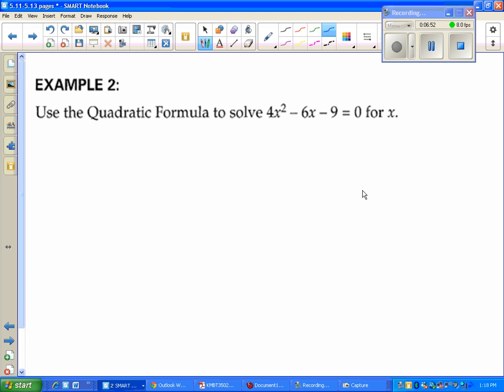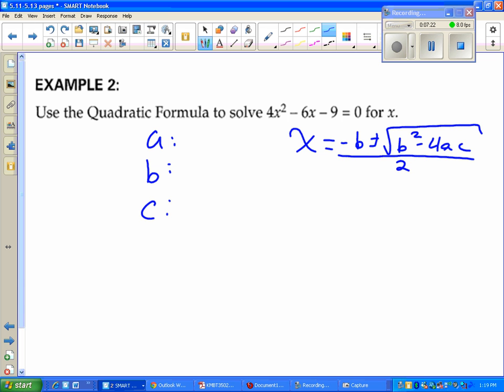As a math teacher, what do I want you to do first? I need to know a, b, and c. But what else do I want us to know? The quadratic formula. X equals negative b plus or minus the square root of b squared minus 4ac all over 2a. What is a? 4. What is b? Negative 6. What is c? Negative 9.